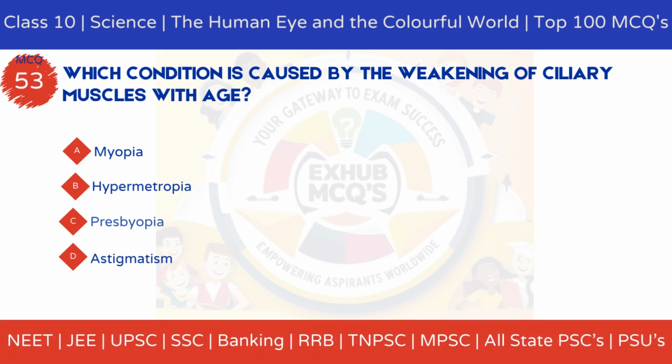MC53. Which condition is caused by the weakening of ciliary muscles with age? Option A, myopia. Option B, hypermetropia. Option C, presbyopia. Option D, astigmatism.